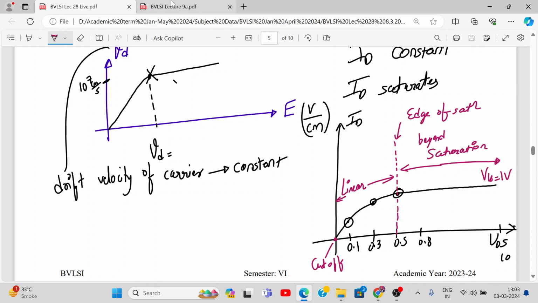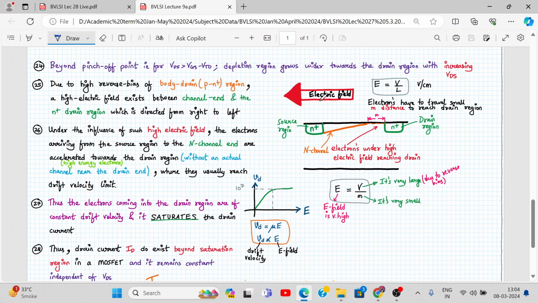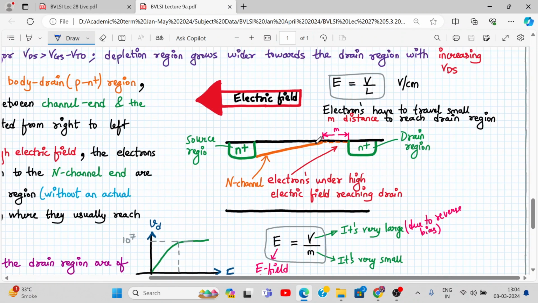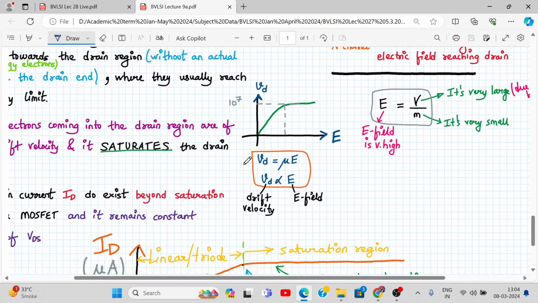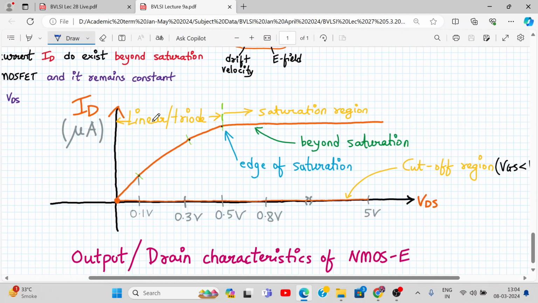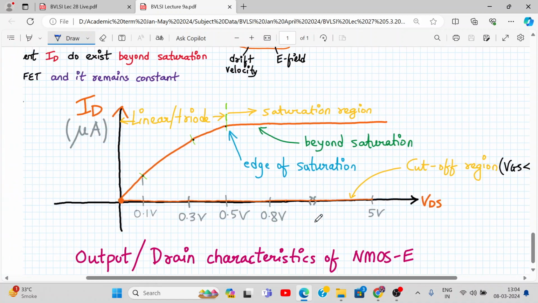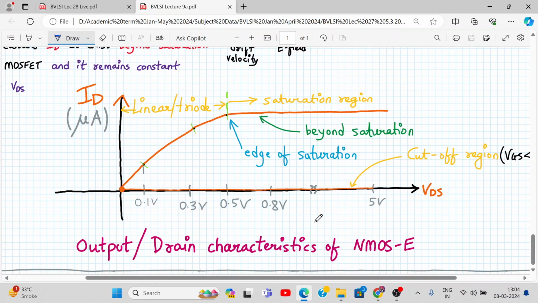Yeah. So this I have explained over here in words also. Whatever I have explained, I have explained it over here in words. So these electrons will have to travel a smaller distance, delta L. So because of velocity saturation, your current remains constant in spite of no n channel being present. So we have a linear or triode region, edge of saturation, beyond saturation, cutoff for VGS less than VTO. So this is the characteristics which we have studied so far.